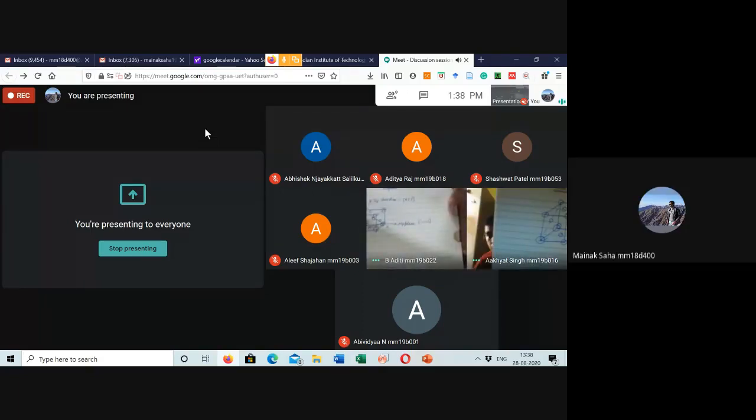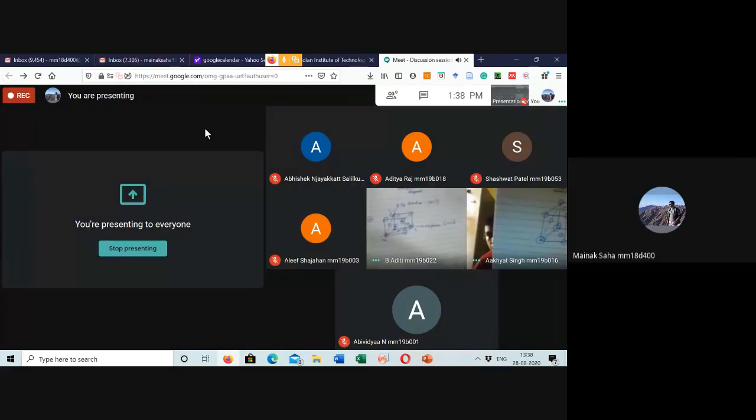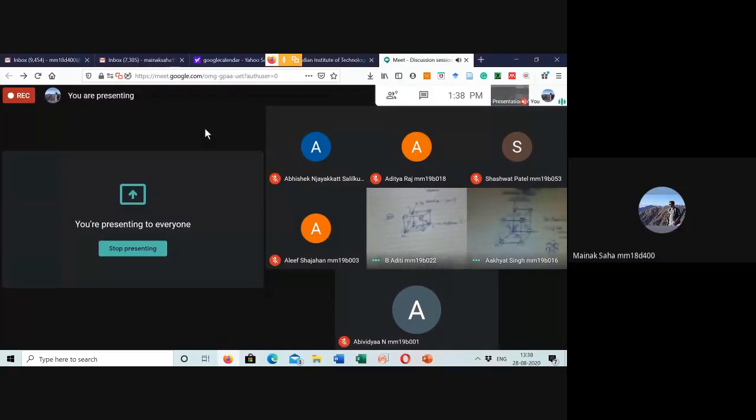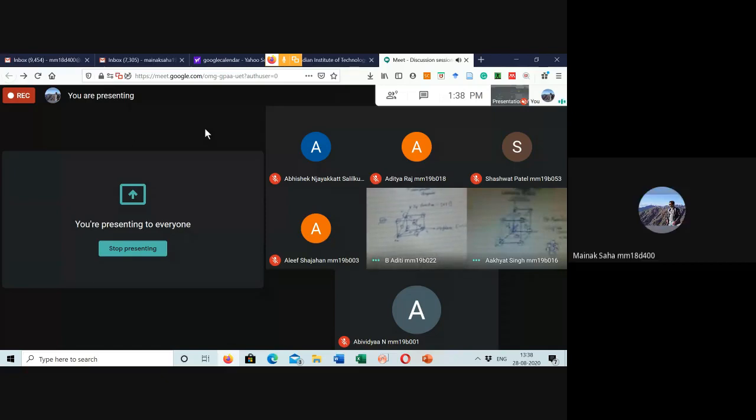Draw the slip direction. Okay, Akhya. I've drawn that also. It will be in the plane. Titi, what is the slip direction you have written? 0 1 1. 0 bar 1 1 or something you have written? No. Just 0 1 1. See, that's correct. And Akhya, what did you label?